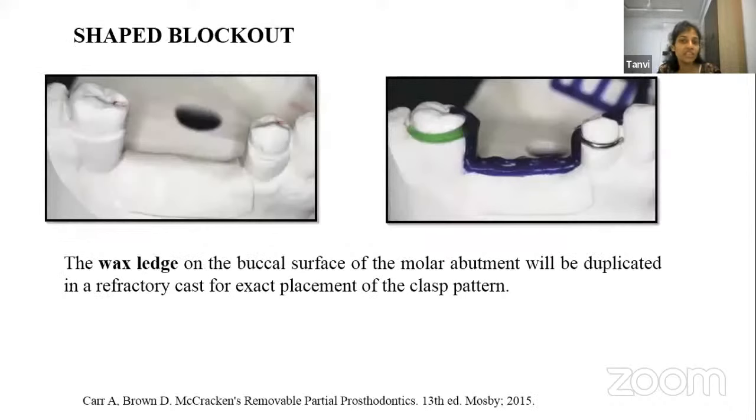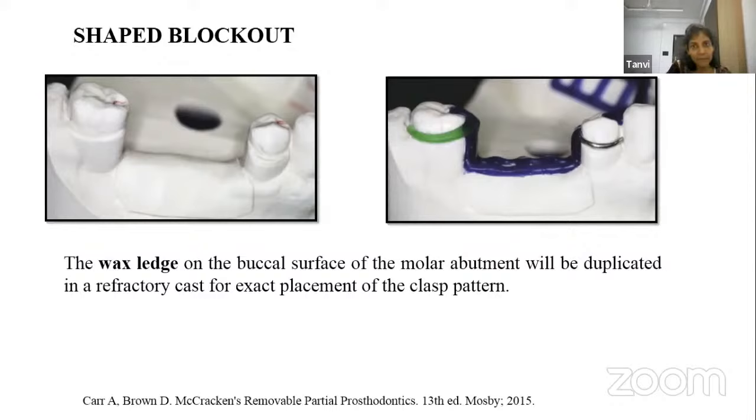Then comes the shaped blockout. It is a procedure of creating a ledge for giving a proper shape to the retentive terminus of the clasp, and that is the most important point which requires the blockout, to give the proper shape of the clasp in that position. As shown in the figure, the wax ledge on the buccal surface of the molar abutment will be duplicated in the refractory cast for the exact placement of the clasp pattern.